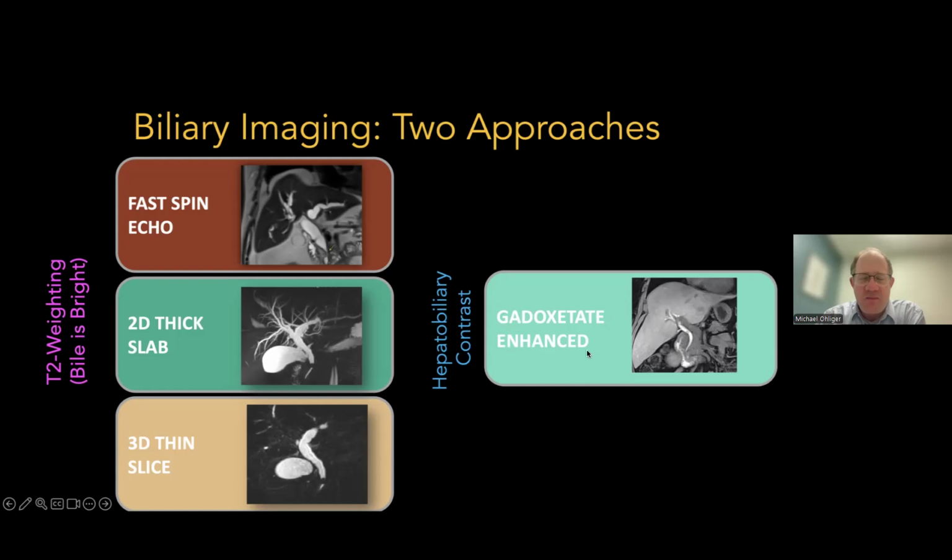And then the other method of doing it is actually giving contrast. And there is a contrast which I think most of you probably know of. It's a special MRI contrast called Eovist. And Eovist is taken into liver cells and is excreted into the biliary tree.